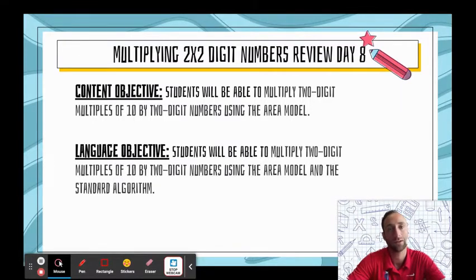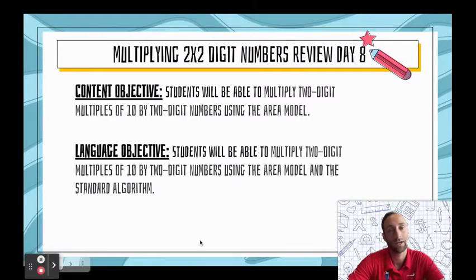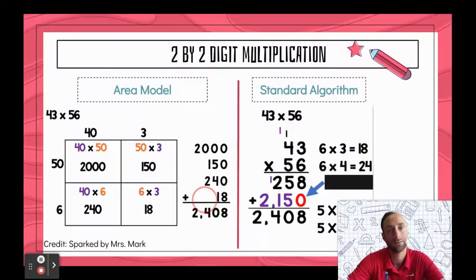All right, so let's take a look at our objectives here. Students will be able to multiply 2-digit multiples of 10 by 2-digit numbers using the area model. Students will be able to multiply 2-digit multiples of 10 by 2-digit numbers using the area model and the standard algorithm. So just like the other day, we're going to go ahead and focus, right, on 2 ways to multiply. One is the area model, one is the standard algorithm. Let's take a look at some problems.